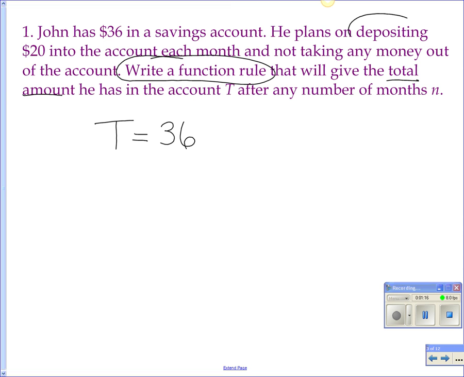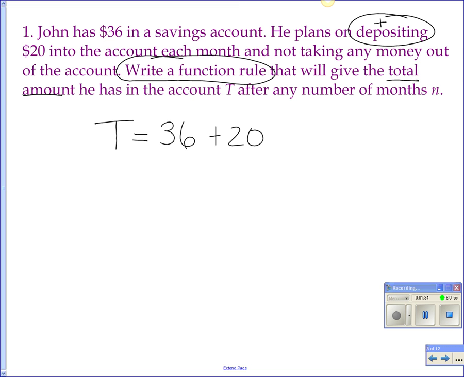Please circle this word deposits and put a plus with it. The word deposits always means to add. Whenever you see the word deposits, then you are going to add. All right? Deposits means to add. So I'm going to put a plus.